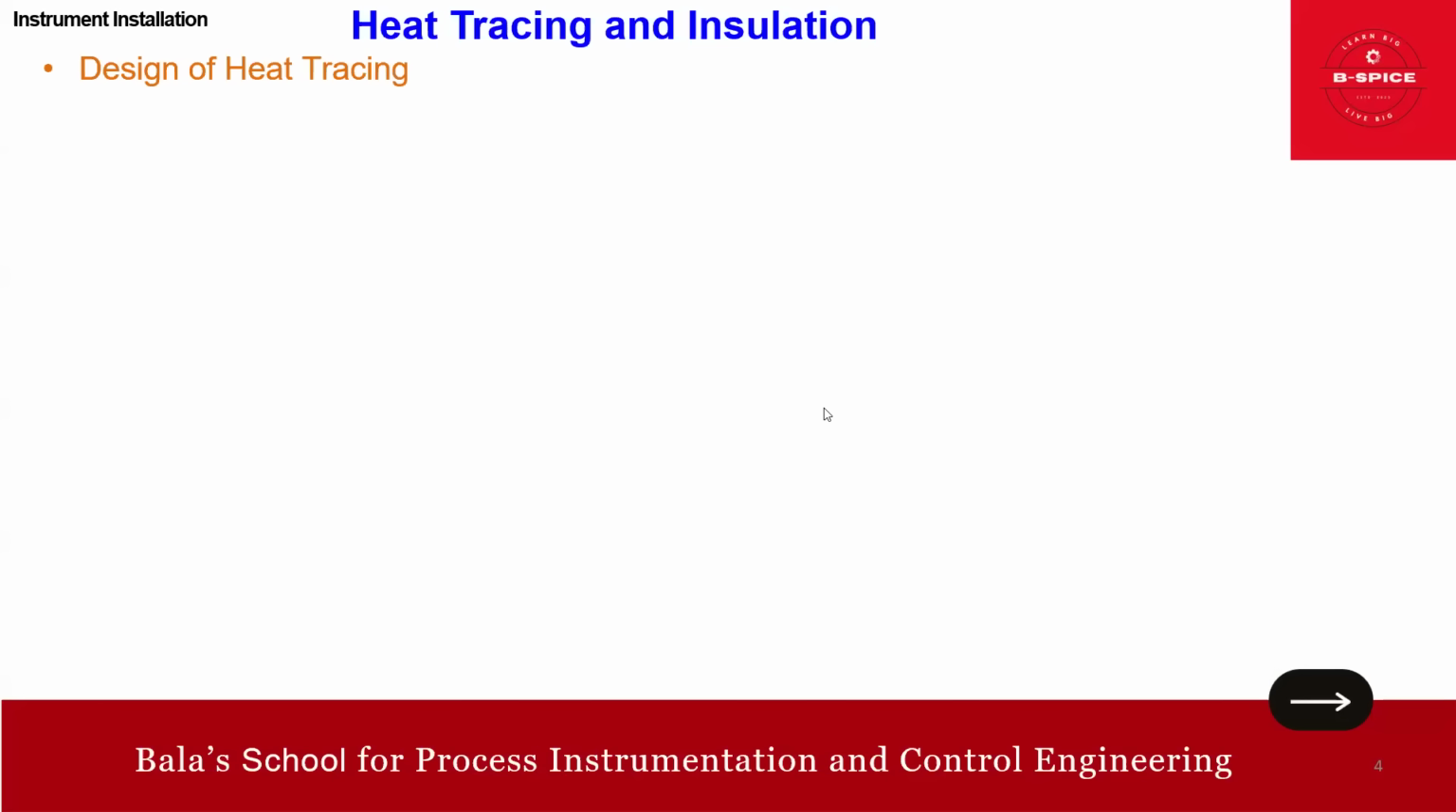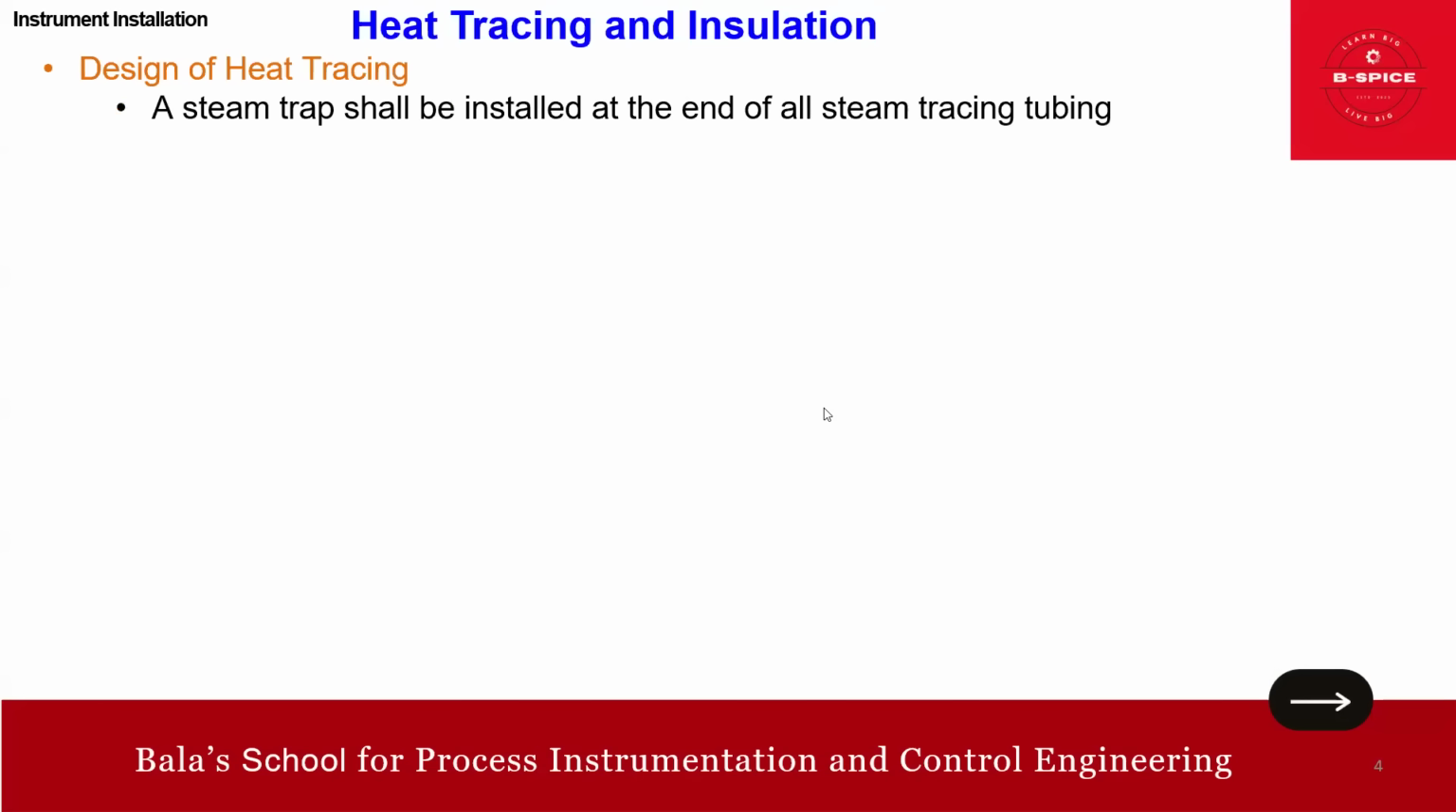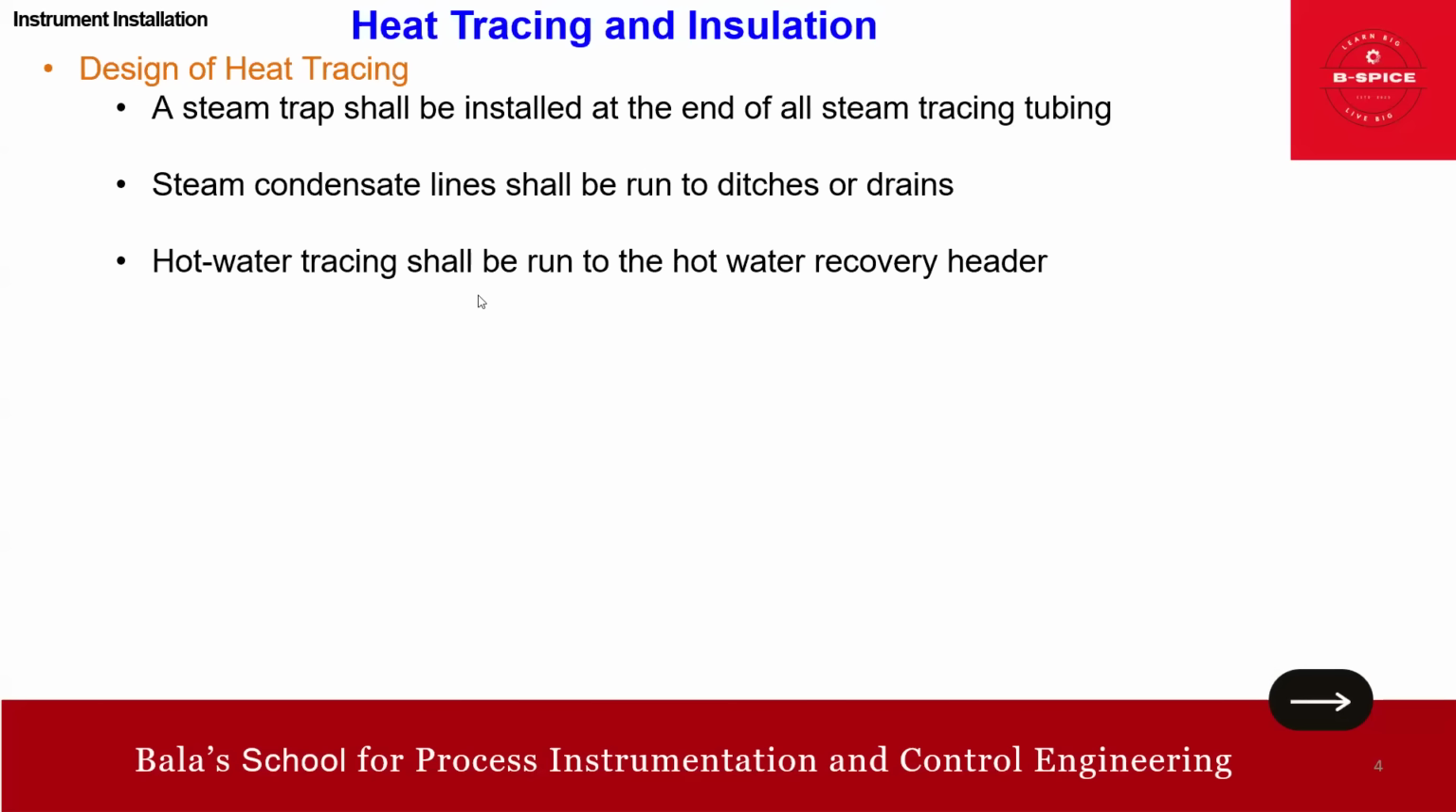Now, design of heat tracing. Simple. A steam trap shall be installed at the end of all steam tracing tubing. Just remember that. Steam condensate line shall run to ditches or drains. That one also we should ensure. Hot water tracing shall be run into the hot water recovery header. This also we need to focus on.